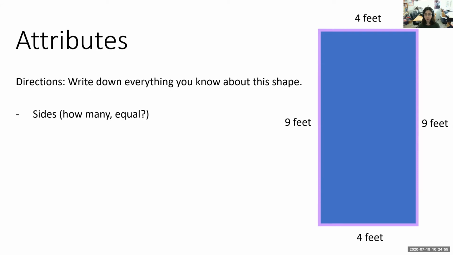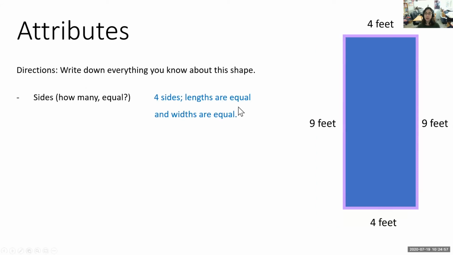Okay, so now let's check our work. So we have 4 sides. So we've got 1, 2, 3, 4. 4 sides. And let's take a look at their lengths and widths.